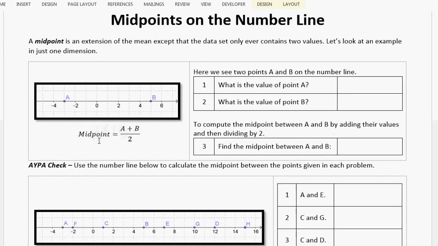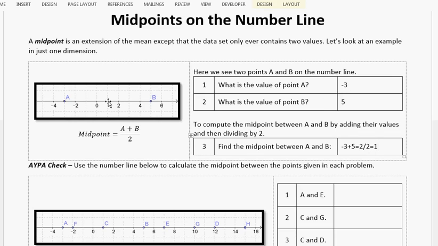So here we have the midpoint formula, if you will, for a number line. It's x1 plus x2 divided by 2. So we're going to add them up and divide by 2. We're taking the average of the two data points. So we look here, the value of A is -3, and the value of B is 5. So we say -3 plus 5 is, what is that, 2? Divided by 2, which is 1. So 1 is the midpoint.